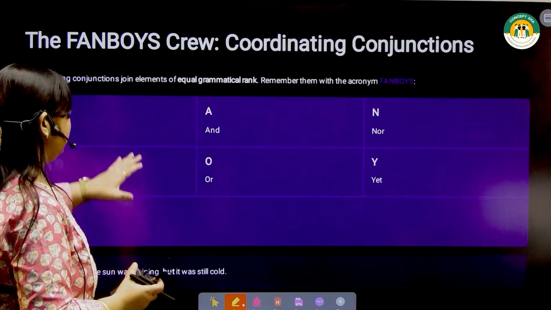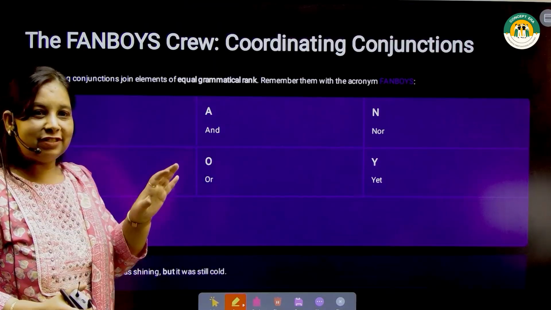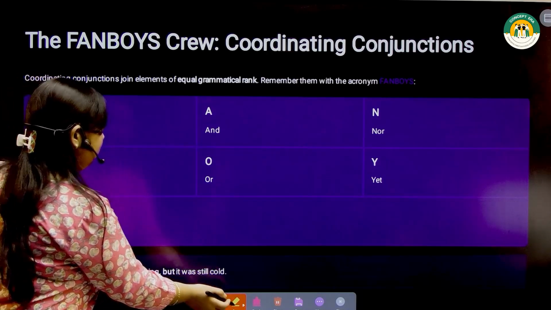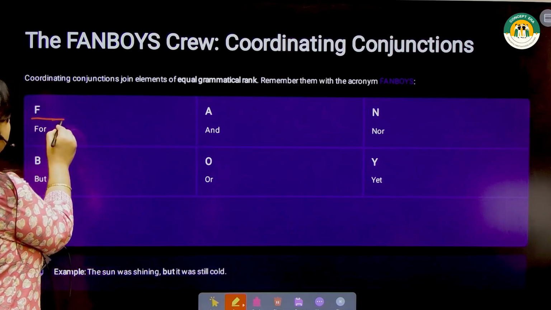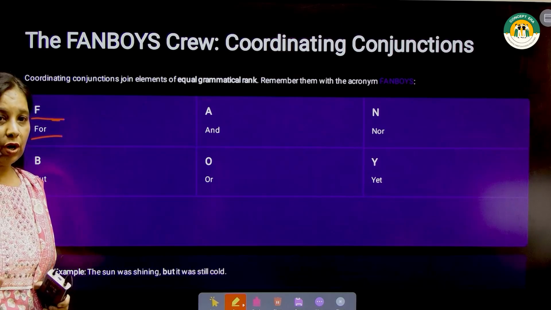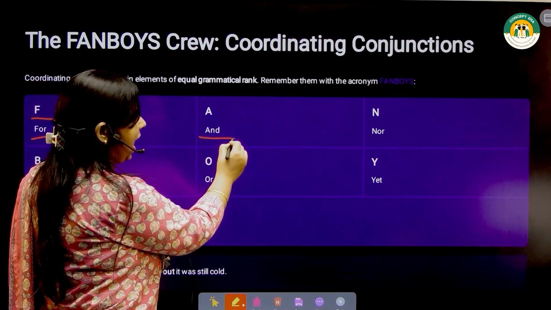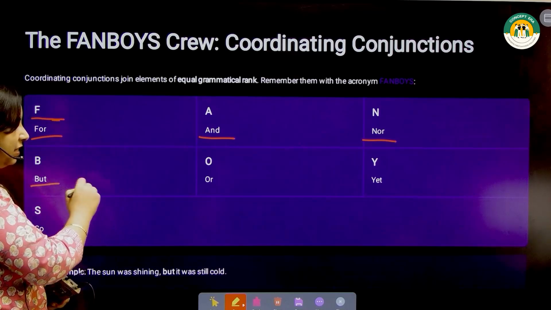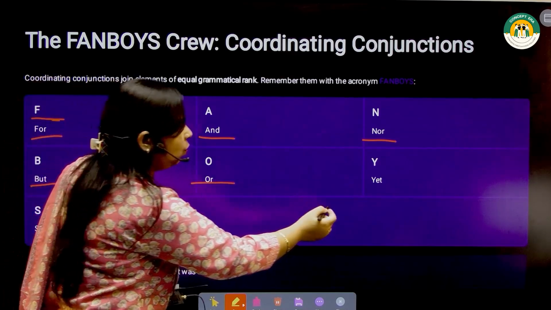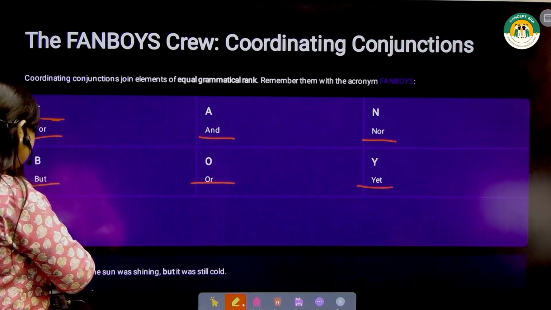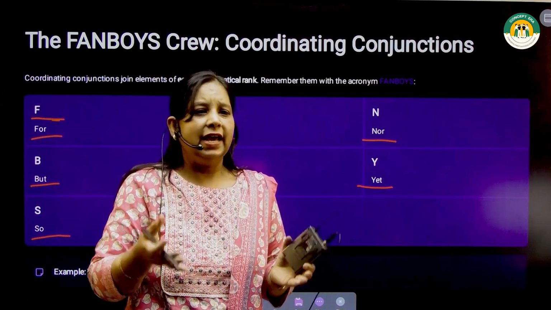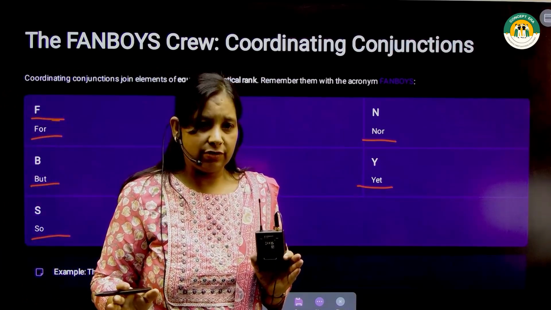See, so here is a very easy way to learn the conjunctions. FANBOYS. F stands for for, A and, N nor, B but, O or, Y yet, S so. These are very common conjunctions which you use in your daily conversation also.